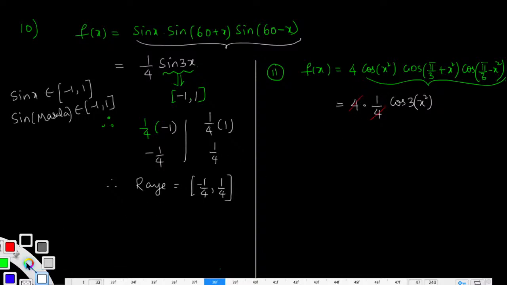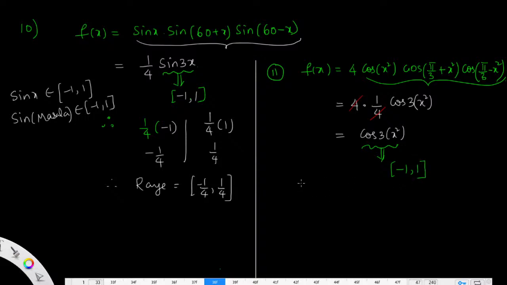Then the function goes to cos of 3x square. Now it is in the form of cos 3a. This value belongs to the interval of cos in the formula. We know that sin x belongs to the interval minus 1 comma 1, and similarly cos x also belongs to the interval minus 1 comma 1 only. Therefore the range is minus 1 comma 1 only.